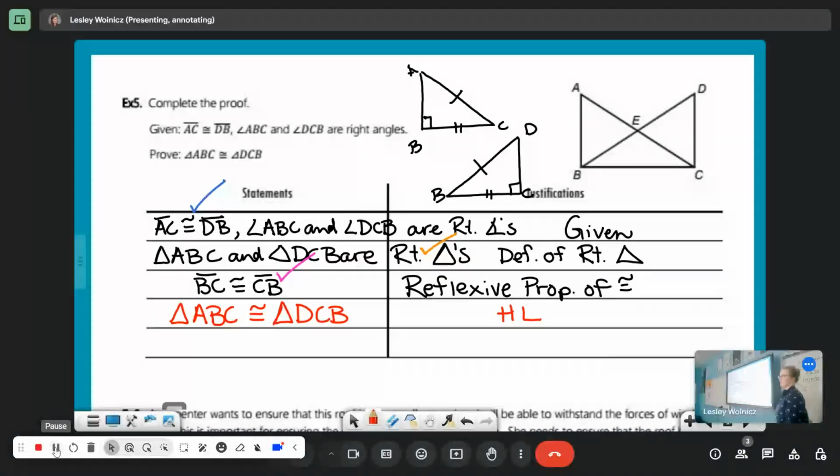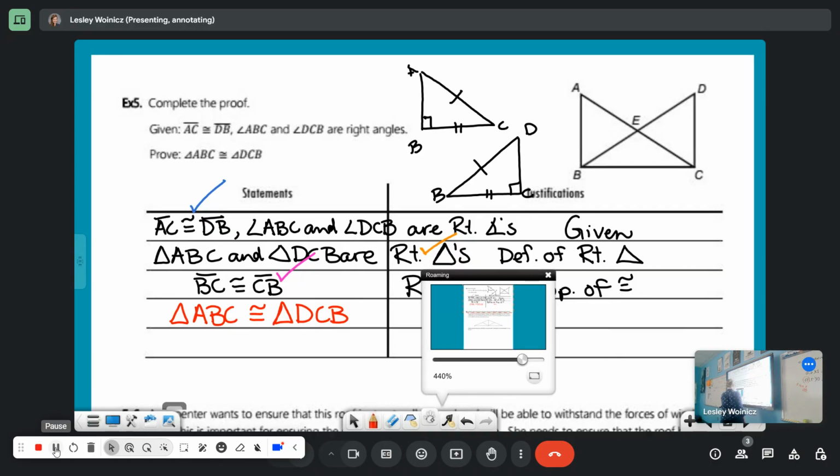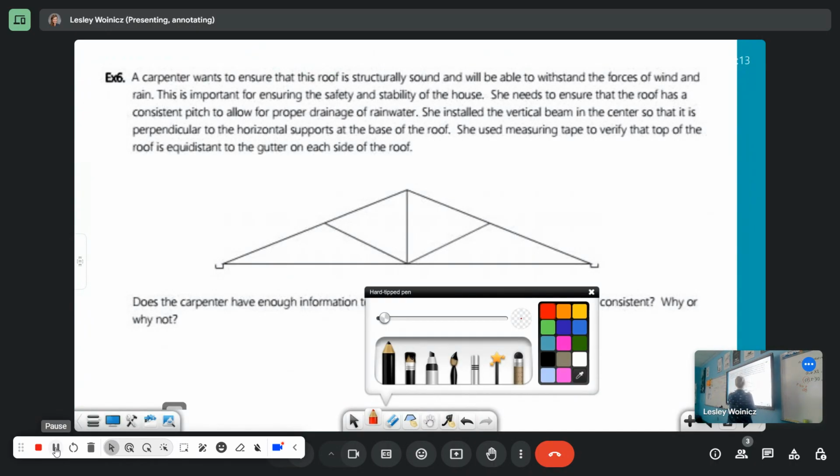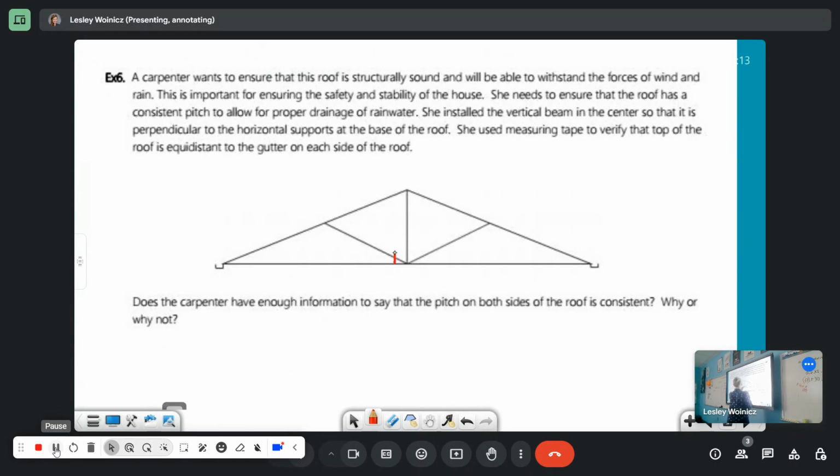Okay, questions? Okay, that one was exciting. All right, take a stab at this guy. Did you guys mark this on your picture? Those are right angles.